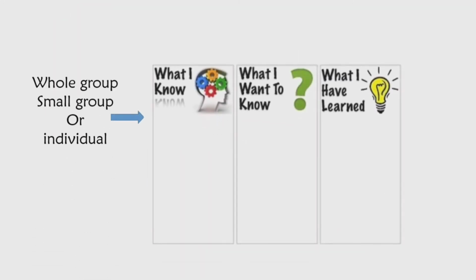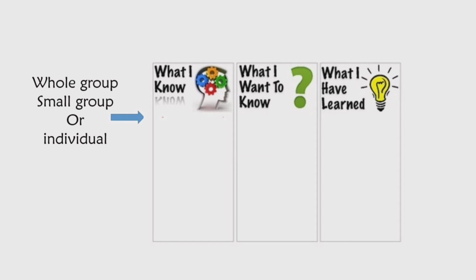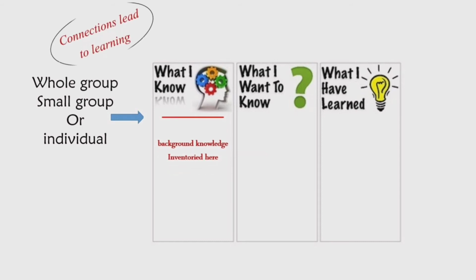You can create one large chart for the class and write down facts that students share, or you can give students their own chart to fill out. Either way, the What I Know section is critical to the effectiveness of the chart itself because it allows students to take an inventory of any background knowledge they may have that relates to the topic. This begins the process of helping students make connections. And the key ingredient in making connections is curiosity.